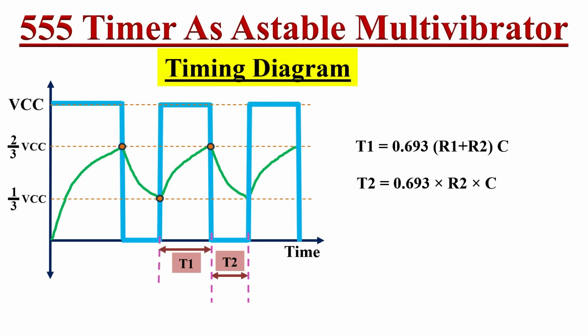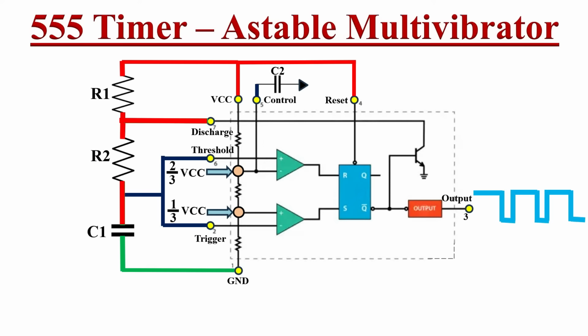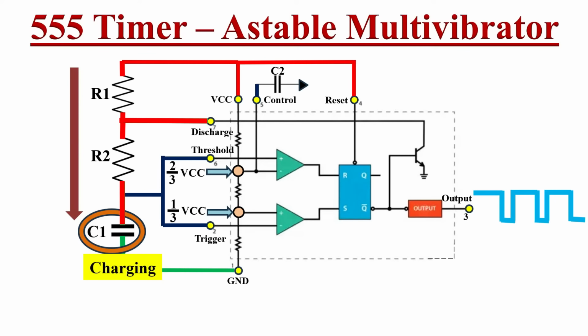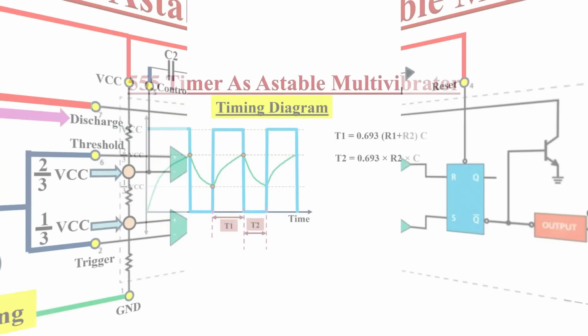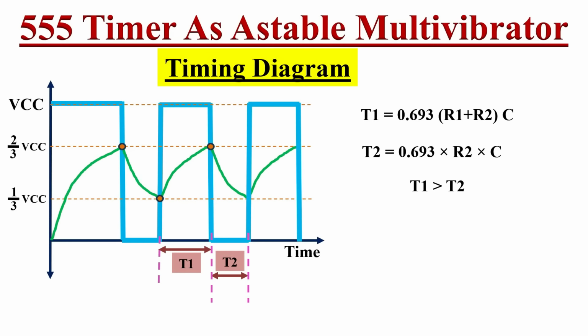It is because during the charging process, the capacitor is charging through resistors R1 and R2, while during the discharging process, the capacitor is discharging through the resistor R2 only. And that is why T1 will always be more than T2. Here we can say that the duty cycle of this astable multivibrator will always be more than 50%.